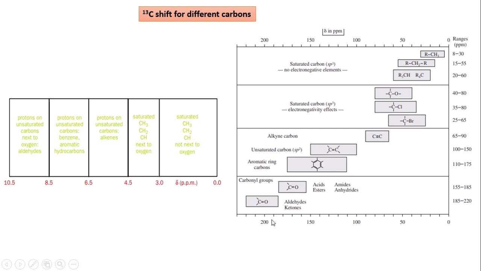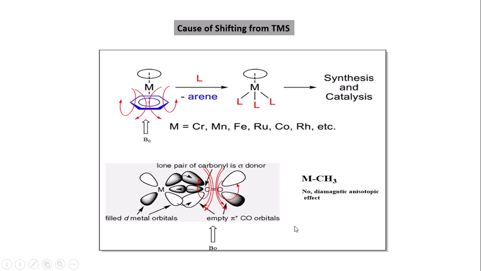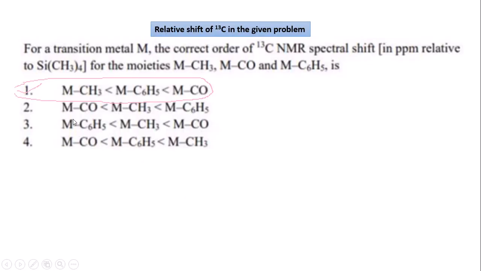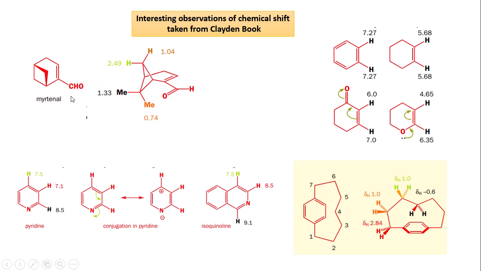So if we see the shifting of the 13C value for the alkyl, aromatic and carbonyl carbons, the alkyl carbon resonates at a lower value, the aromatic carbon resonates at a middle value, that is between 122 to 170 ppm, and the carbonyl carbon resonates at 200 ppm, and hence the order for the different types of 13C NMR is metal carbonyl, then metal benzene, and then metal CH3.